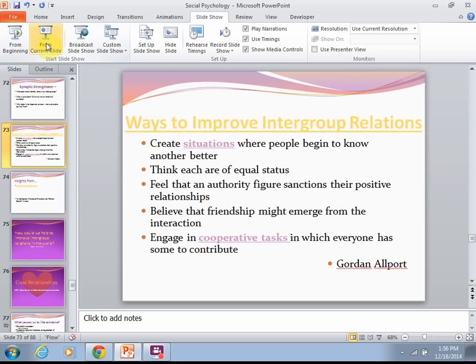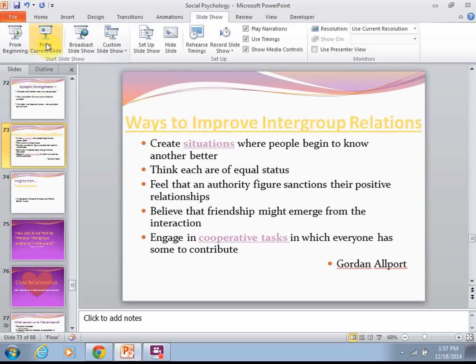What social psychologists have found is that people need to start thinking in their own heads that they're of equal status with people in their outgroups. It also helps when authority figures tell people that they need to have positive relationships. Coach Boone does that in the movie constantly. If people in different in-groups believe that a friendship could emerge from the interaction they're having, it could also help to increase the relationship and decrease prejudice.